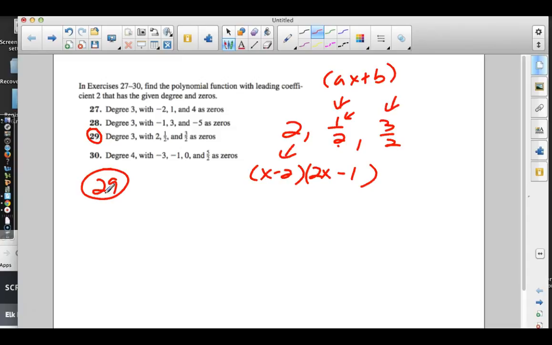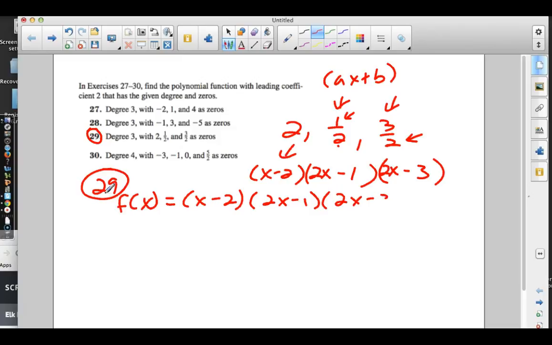And do the same process for the 3 halves, where you'd say to get rid of subtracting 3, they had to add 3. And then to divide by 2, they had to multiply by 2. And then give it an f of x because it said a polynomial function. And we would go ahead and FOIL the last 2, and then distribute that x minus 2.